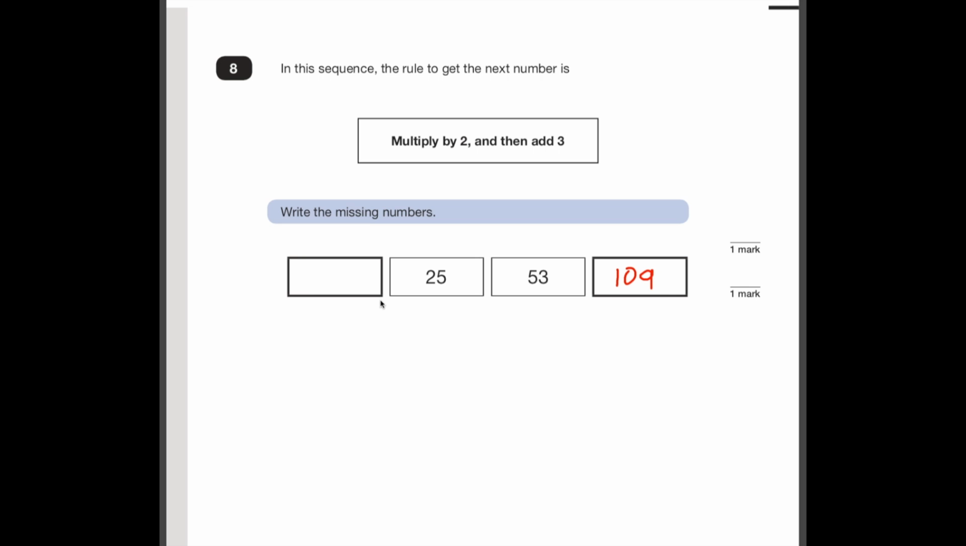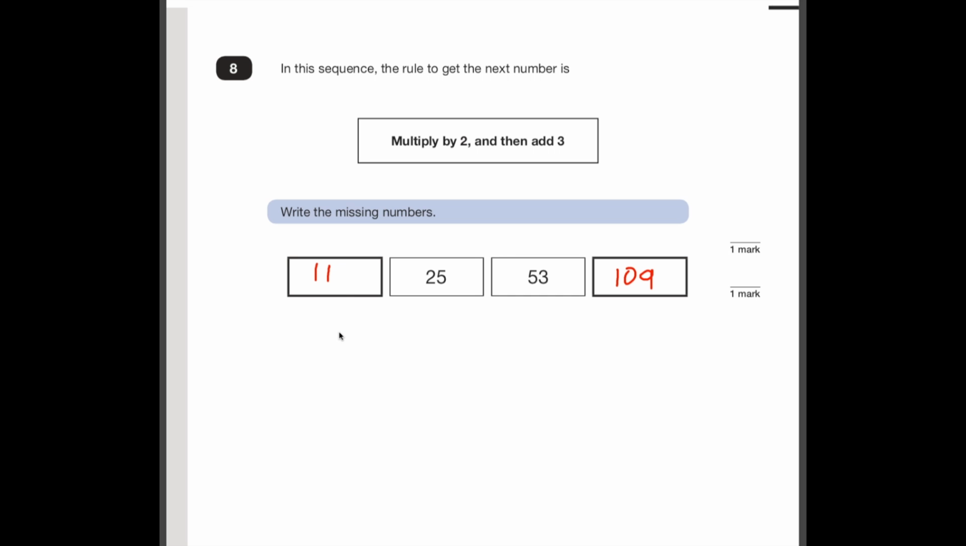Now to find this one here, we need to go backwards, and what that means is we need to look at what we've been given. Here's the rule, and we need to do the opposite and go from right to left. So instead of adding 3 at the end, we're going to subtract 3 now. So 25 take away 3 is 22. Now instead of multiplying by 2 first, we're going to divide by 2 last. So we had 22, and we're going to divide that by 2. 22 divided by 2 is 11.